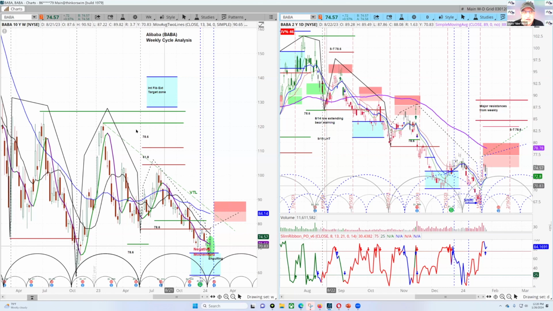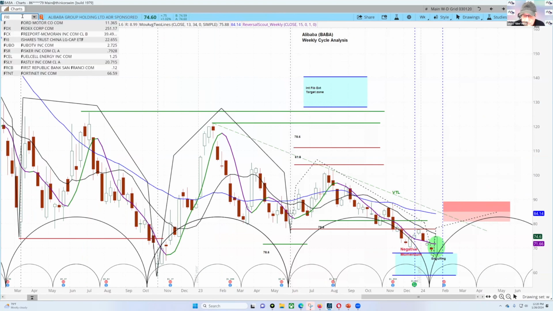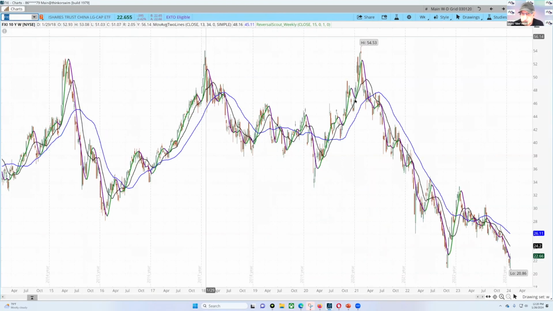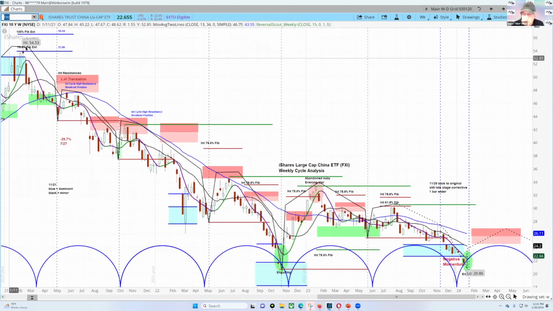momentum shift going on. I'm going to switch over now to the weekly FXI just so that you could see that the energies in China are changing also. Here's that big decline in China as it comes down from 54 right over here all the way down to 20. So that was about a 60-something% loss in China.